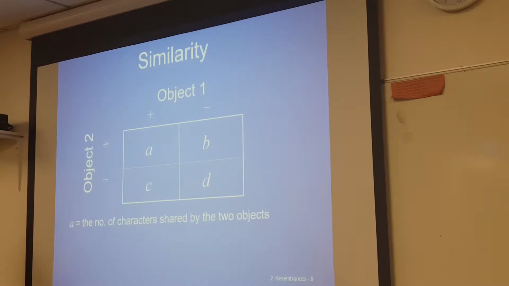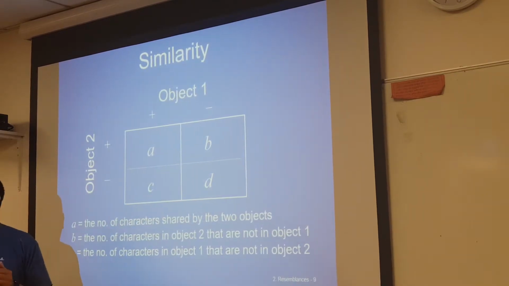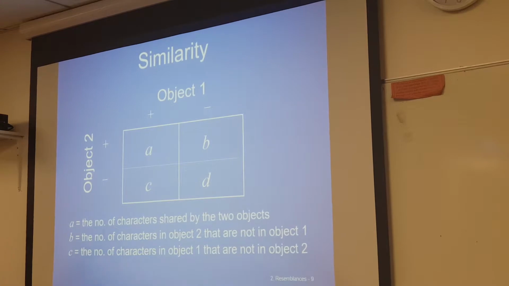Right, so A is the number of characters, the number of variables, that are shared by the two objects. B and C, as I've stated, are when they are different. What we're doing is counting the columns. A is the number of columns where they're both 1. D is the number of columns where they're both 0, the number of characters possessed by neither object. And B and C refer to the number of columns where they're different in one aspect or the other, right? 0, 1 versus 1, 0. Does that make sense? Any questions?